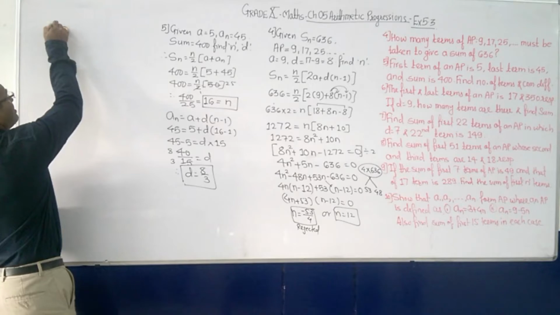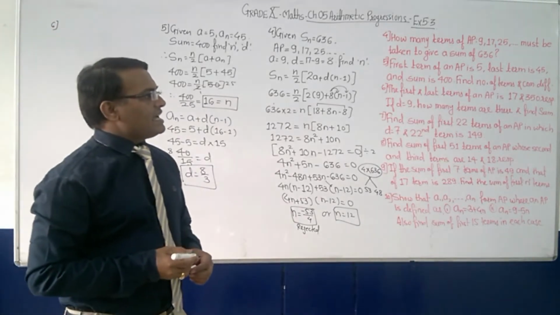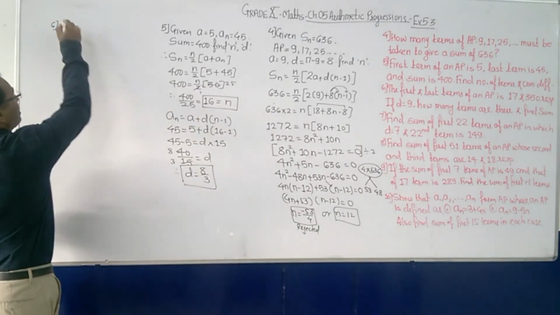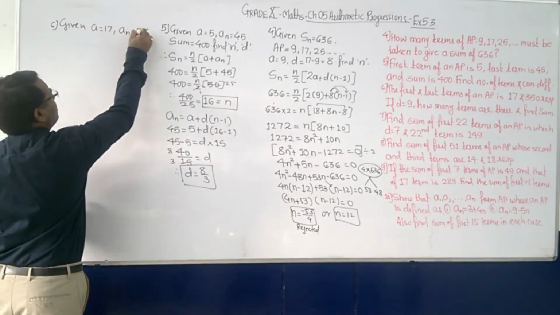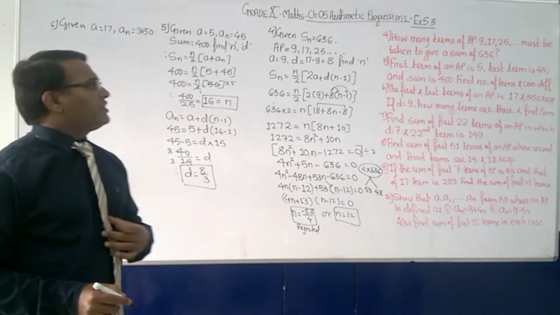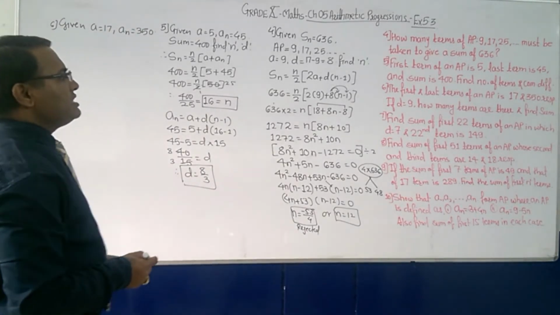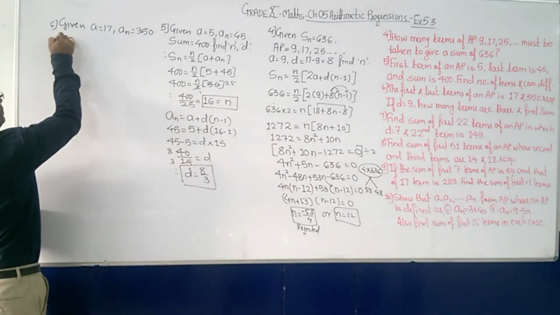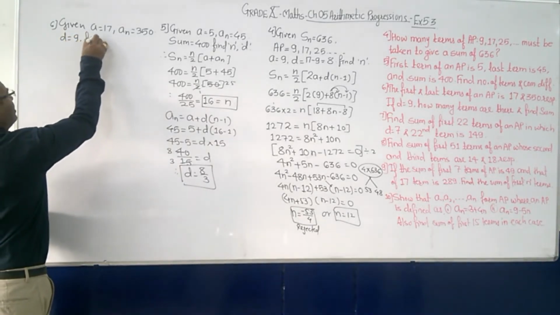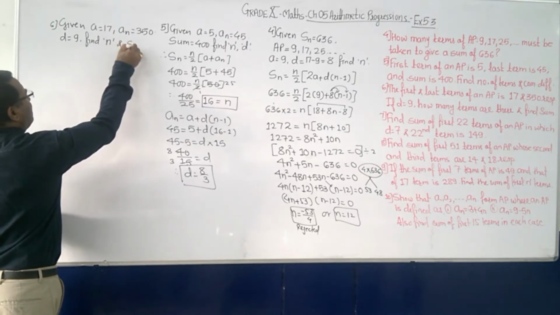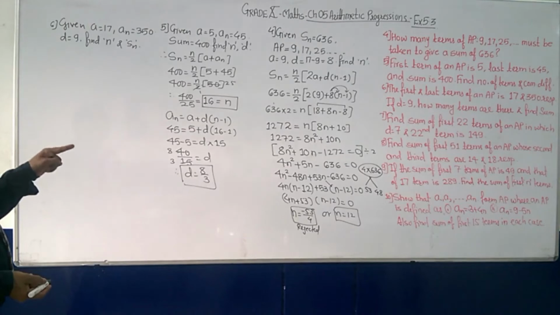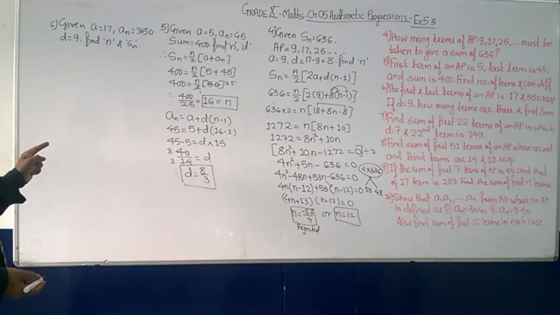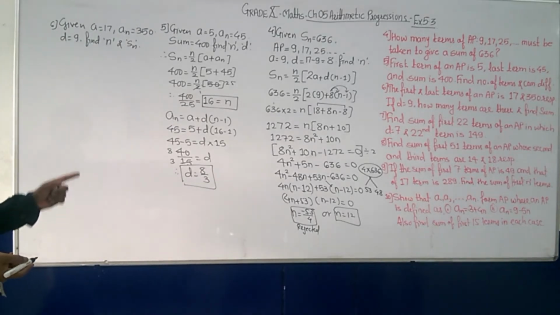Sum number 6. What is sum number 6? The first and the last term of an AP are 17 and 350. Means again same story, that is a is equal to 17, an is equal to 350. After that, if d is equal to 9, find the number of terms and also find their sum. a is given, an is given, d is also given. So what else is remaining? We have to find the number of terms, that is n, and after that Sn.